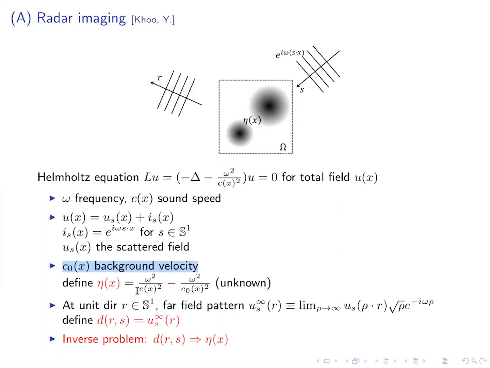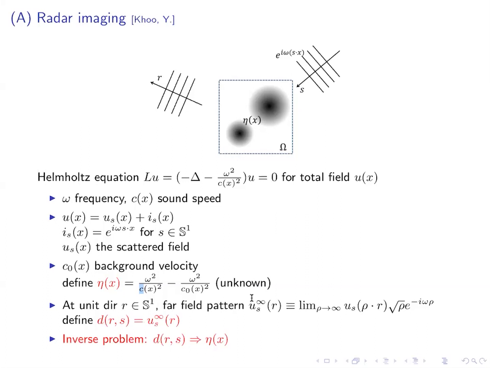Therefore, to solve for the unknown quantity C(x), which is the variable coefficient, the variable sound speed, it's equivalent to consider this quantity called eta, which essentially removes the background part. So this is called eta, and this is what we're trying to discover.